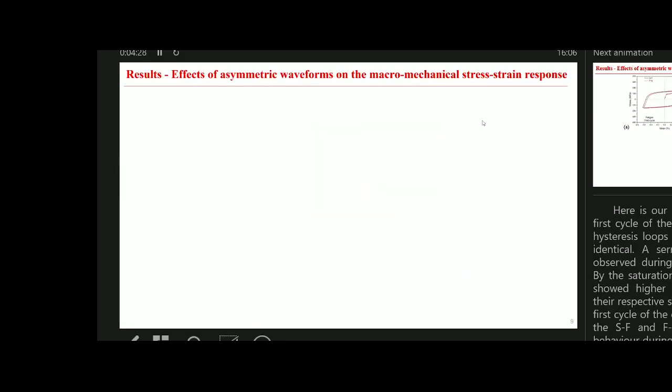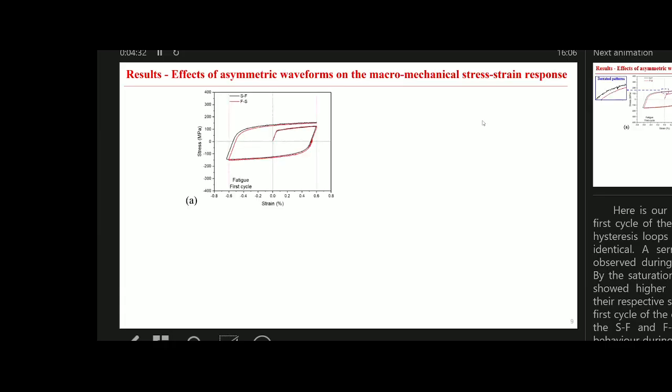Here are our experimental results about the hysteresis loops of the fatigue and creep-fatigue tests. This is the first cycle of the fatigue test. There's no clear difference, but we find an interesting phenomenon about the stress plateaus. We can find that the stress plateau is observed during the slow loading in each load waveform. This is attributed to dynamic strain aging and some misalignment with the rigs.